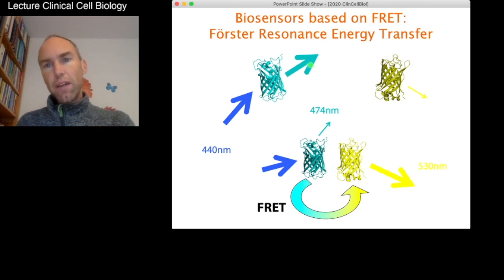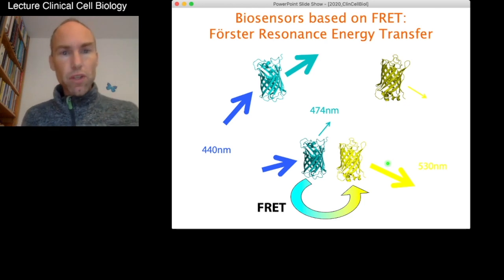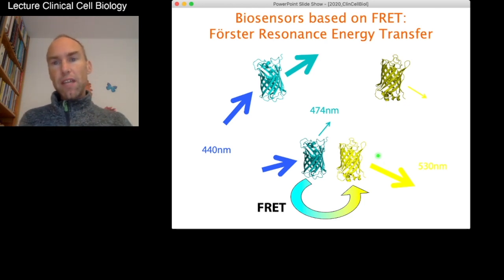However, if you bring those 2 proteins close together, as is shown in this lower panel, what happens is that the cyan fluorescent protein can transfer the energy to the yellow fluorescent protein, which then starts to emit light. So this cartoon shows that if we bring those fluorophores close together, we get, instead of only cyan fluorescence, also yellow fluorescence. And by monitoring these 2 signals, we can study whether proteins are close together or not.